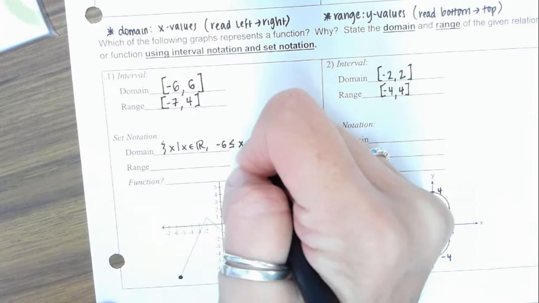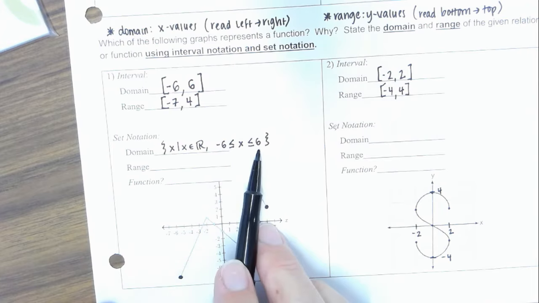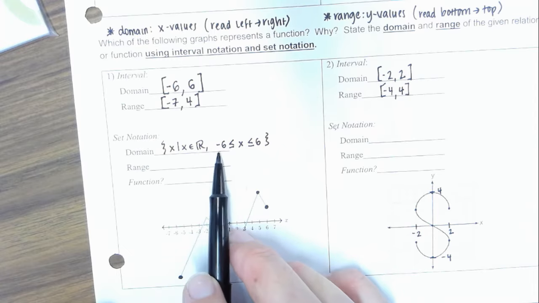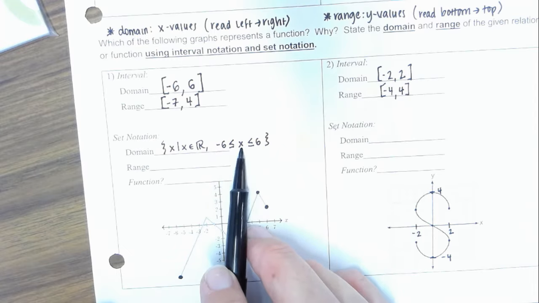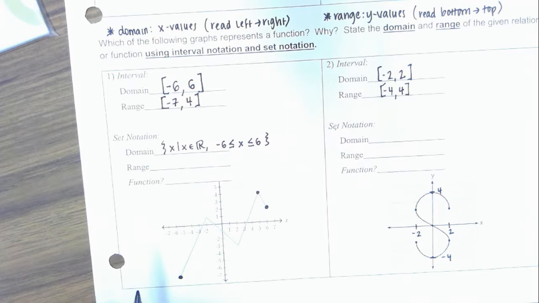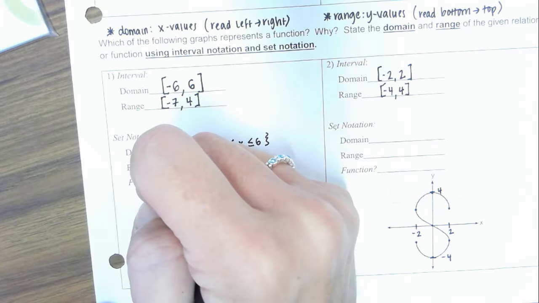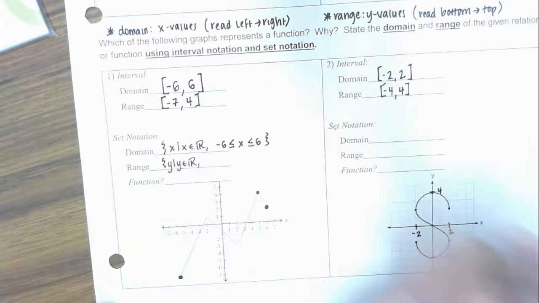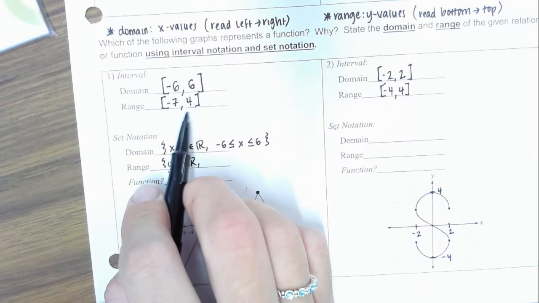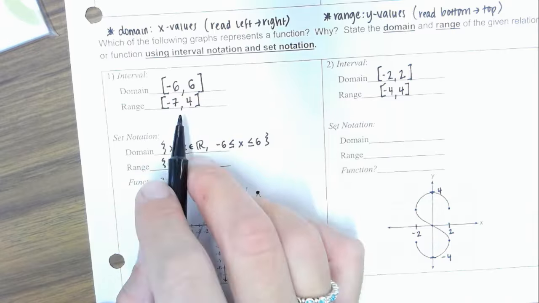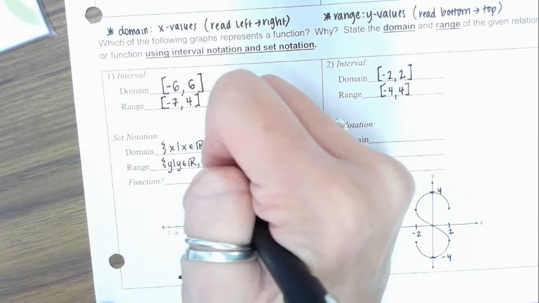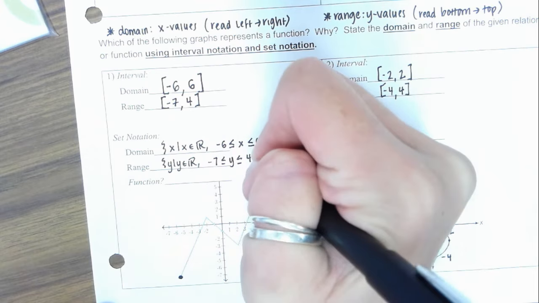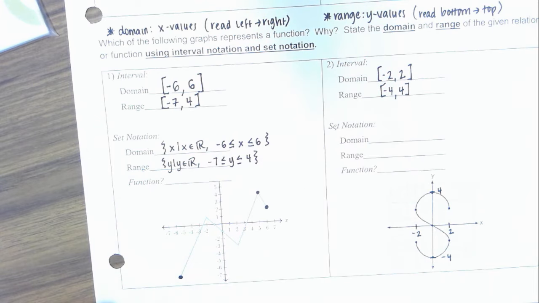So I'm going to go ahead and put my inequality symbols both facing the same way. So this is saying that X is -6 is less than or equal to X, which is less than or equal to 6. So our range is going to look pretty similar, except I'm going to use Y's now. So Y such that Y is an element of the real numbers. And now my range is between -7 and 4. Again, they're both included because I have the hard brackets. So it's going to be -7 less than or equal to Y less than or equal to 4. And I'm going to go ahead and close the curly bracket.